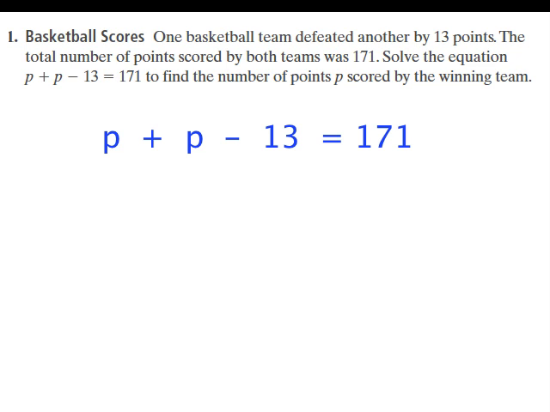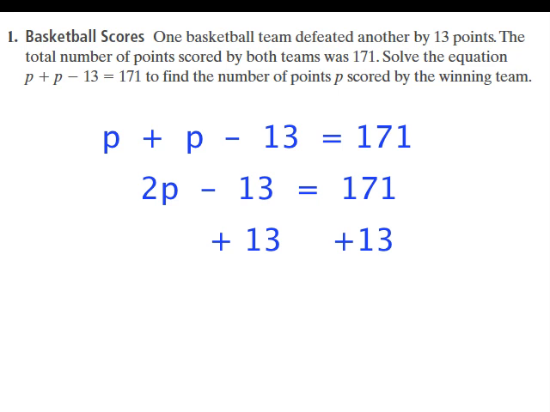P plus P minus 13 equals 171. First, combine like terms. P plus P is 2P. So we have 2P minus 13 equals 171. Now we're ready to add 13 to both sides of the equation. If we add 13 to the left, we're left with 2P. If we add 13 to the right, we have 184.